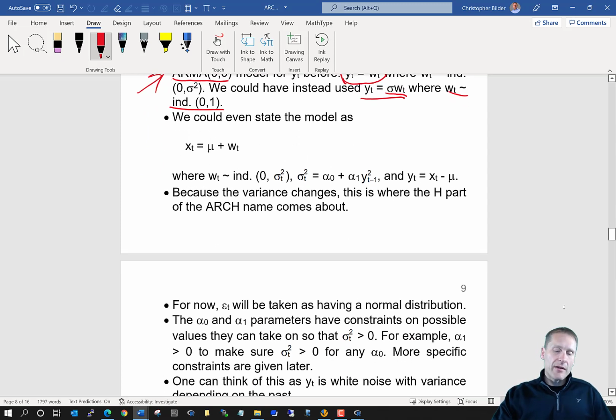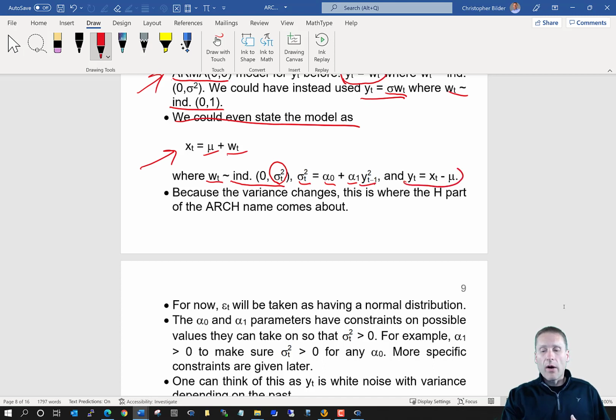And lastly, maybe this is overdoing it, we could even state the model like this, where we do, let's say, observe x sub t. It has a particular mean, call it mu. There's my w sub t term. And we could write w sub t, let's say, as distributed independent mean 0 and then variance sigma squared sub t, where sigma squared sub t is equal to alpha 0 plus alpha 1 times y sub t minus 1 squared. And y sub t is simply the mean adjusted version of x sub t. That's it. So we could represent models like this as well. Okay.